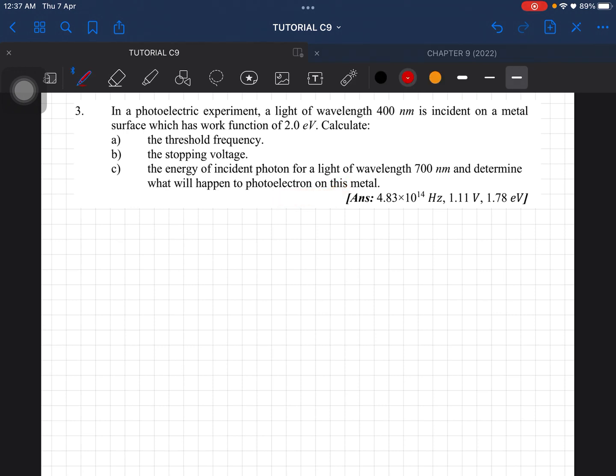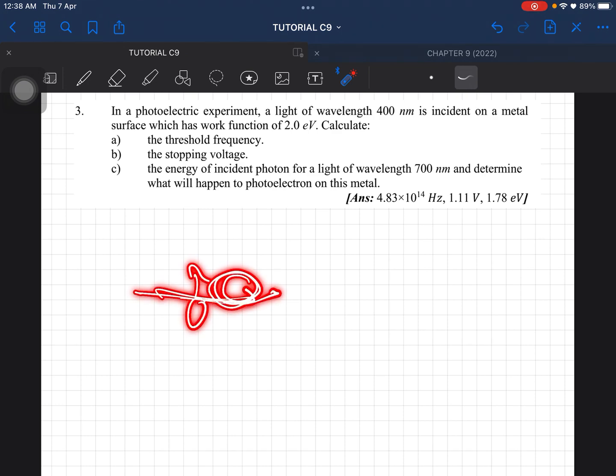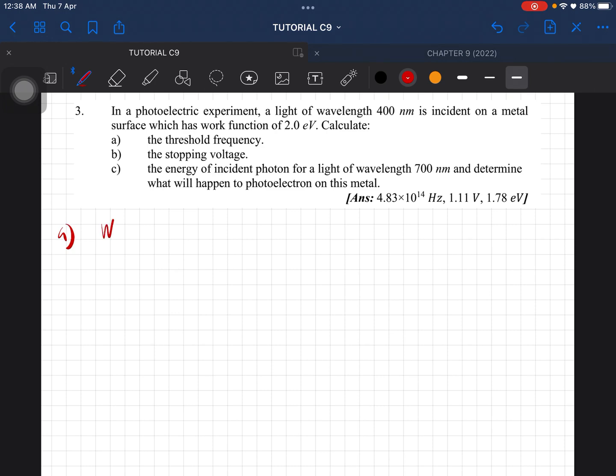Okay, what will happen is basically it's asking whether it will come out of the surface or will it stay in the surface, or will it come out of the surface but not moving. So basically it stays on the surface. Okay, so question A, threshold frequency can be calculated using this equation of work function. So rearrange for threshold frequency, you should get 4.83 times 10 to the power 14 hertz.